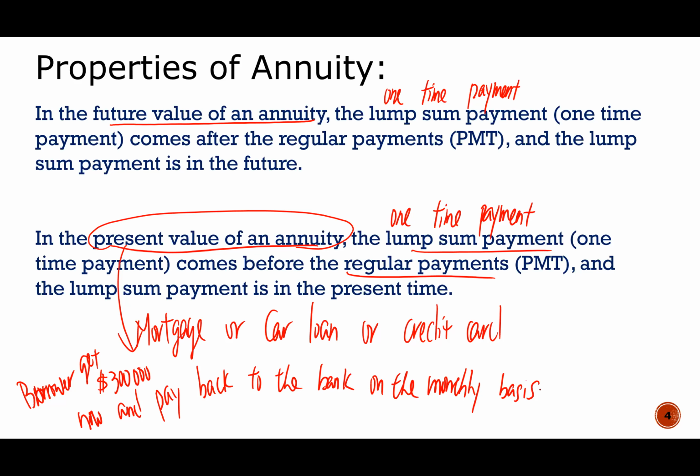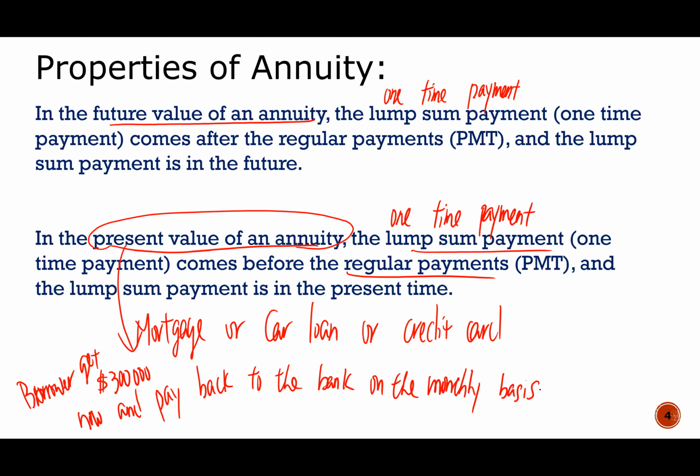Credit card is the same. Let's say you borrow $1,000 to purchase an iPhone, and the credit card company will give you $1,000, right? You swipe the card, they give you $1,000. You get an iPhone. After that, on a monthly basis, you pay back. Let's say you pay $50 for like 12 months. No, it doesn't add up, right? It's $50 for, let's say, 24 months. And eventually you pay off your credit card debt, right? So those are the present value of annuity.